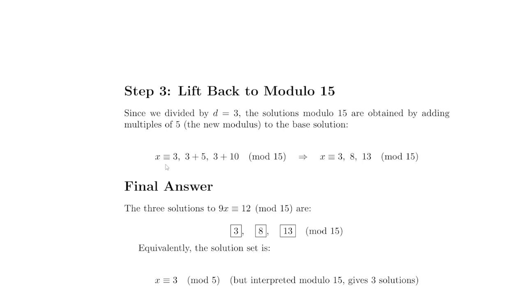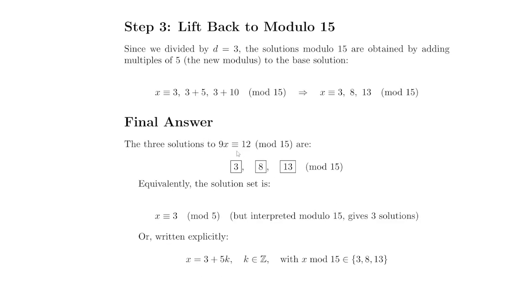So the first one will just be 3. The second one will be 3 plus 5. And the third one is 3 plus 10. All of these mod 15. So that gives us 3, 8, and 13. So those are going to be the solutions.